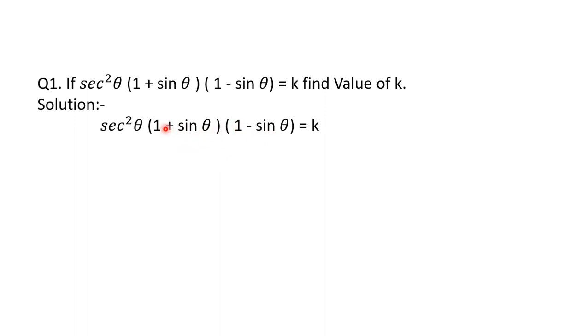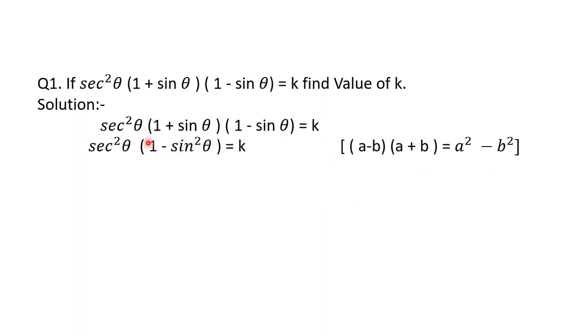So in place of (1 plus sine theta) into (1 minus sine theta), we can write 1 square minus sine square theta. Now as we know that 1 square is 1, so we can write (1 minus sine square theta) into sec square theta is equal to k. Now by the trigonometric identities, we have 1 minus sine square theta is equal to cos square theta. So we can write sec square theta into cos square theta is equal to k.